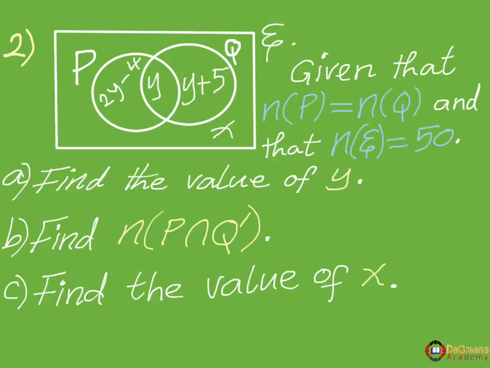So looking at the circle for P, the cardinal number within that circle for P has 2y minus 4, and y in the region for intersection. So the cardinal number of P will simply be the sum of all the entries within the circle for P. Also, the cardinal number for Q will be the sum of the entries within the circle for Q, which is y plus 5.